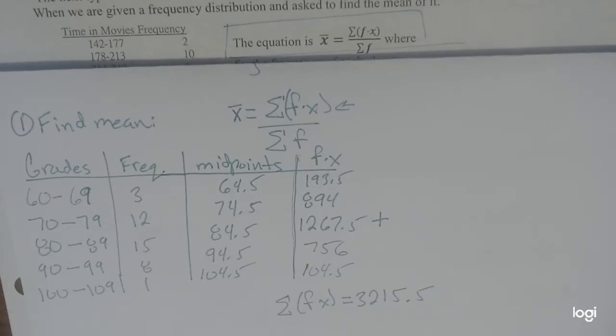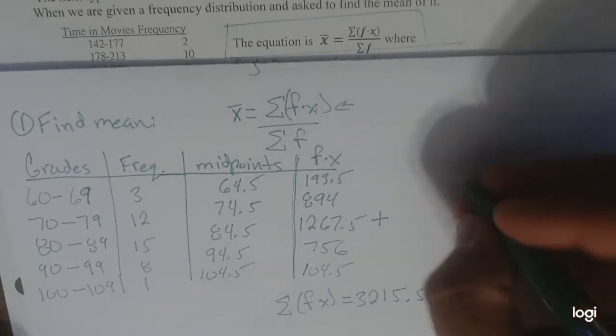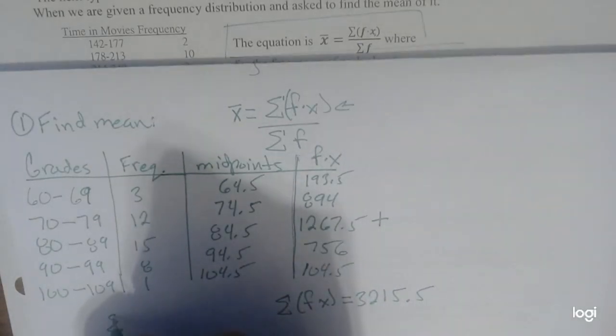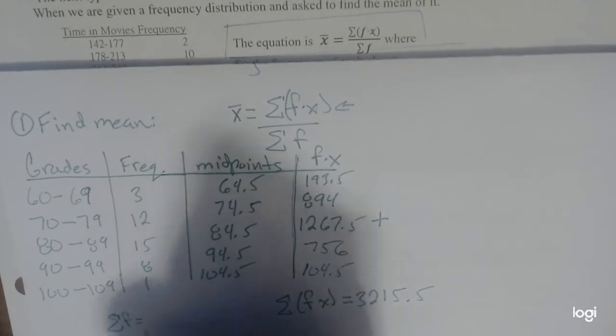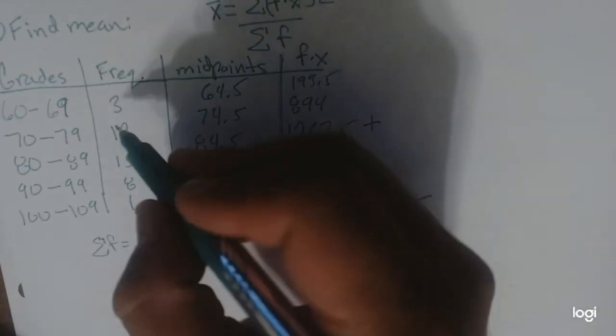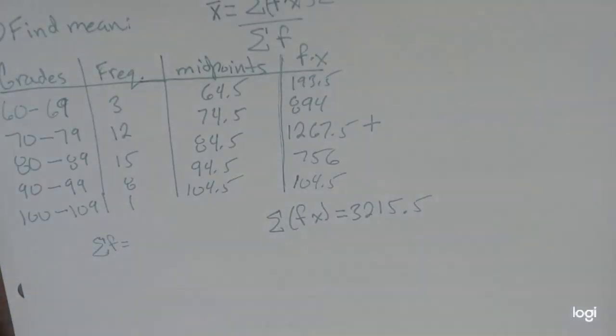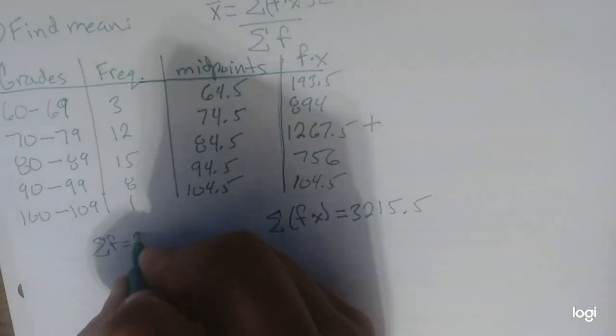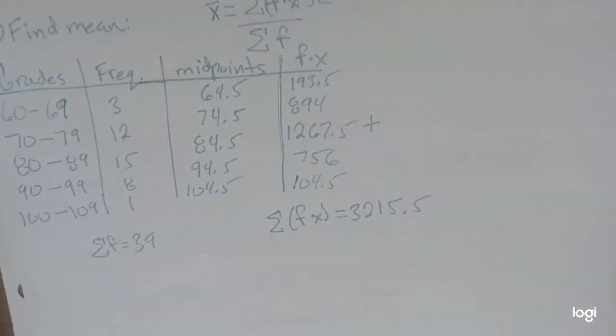Okay. All right, so that's that portion. Now the last thing is we want to find the sum of all the frequencies, the f's. So we just add them all up. We're going to add up all the frequencies together. So 3 plus 12 plus 15 plus 8 plus 1 gives us a grand total of, I believe, 39 if I did my math correctly.